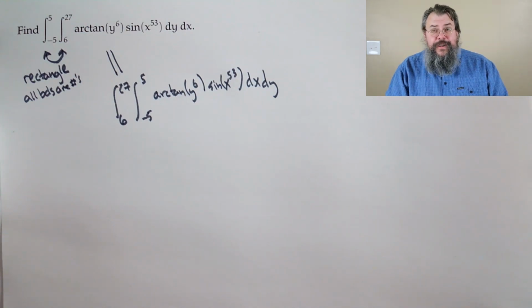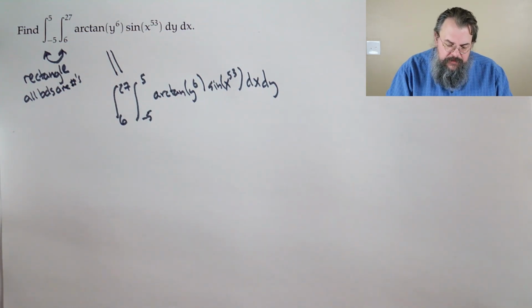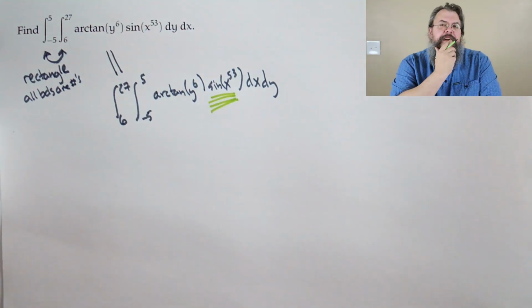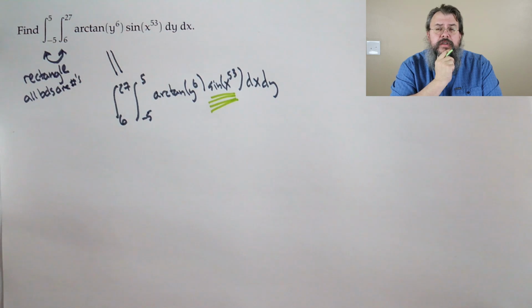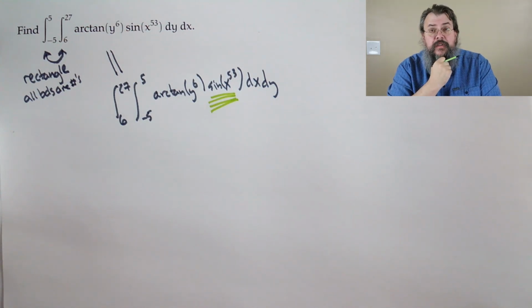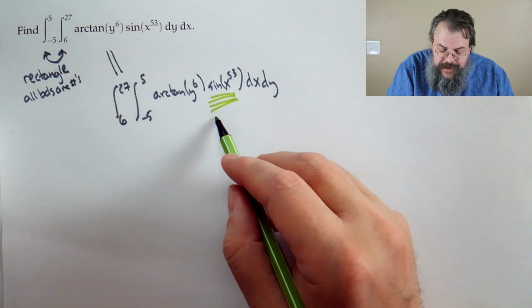Both of these functions are really unusual functions, but I will say, looking at them, this sine of x to the 53rd strikes me as a kind of a peculiar function. Very strange, unusual. Not the kind of function you might see walking around every day. Some people might even say that that function is odd. This is an odd function.